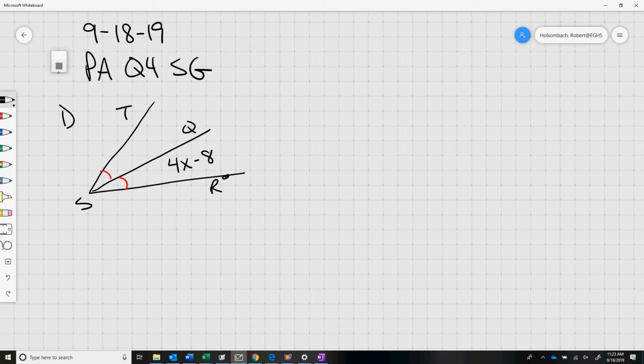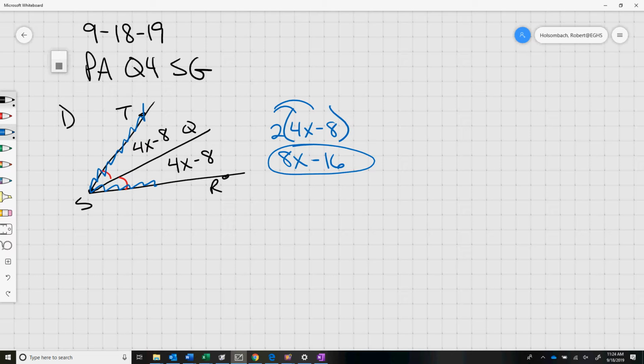If these two angles are equal to each other, then this top angle is 4x minus 8. And an expression for this big angle right here would just be 2 times 4x minus 8. But you need to simplify that by distributive property. So 2 times 4x is 8x, and 2 times 8 is 16. So there's your expression for RST.